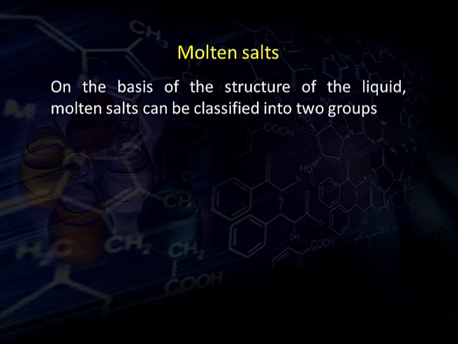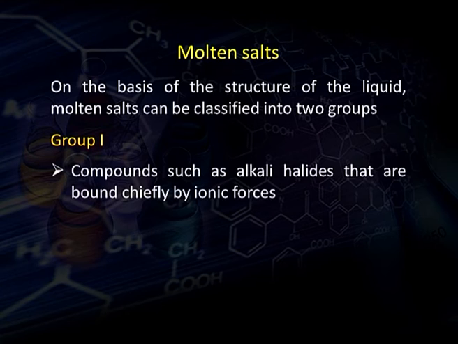Any salt if we take in the liquid form is called molten salt and it behaves as a non-aqueous solvent. On the basis of the structure of the liquid, molten salt can be classified into two groups. Group 1 involves those compounds like alkali halides that are bound chiefly by ionic forces. We know in alkali halides like NaCl, the bond between the sodium ion and the chloride ion is ionic bond. So, group 1 involves the ionic compounds.